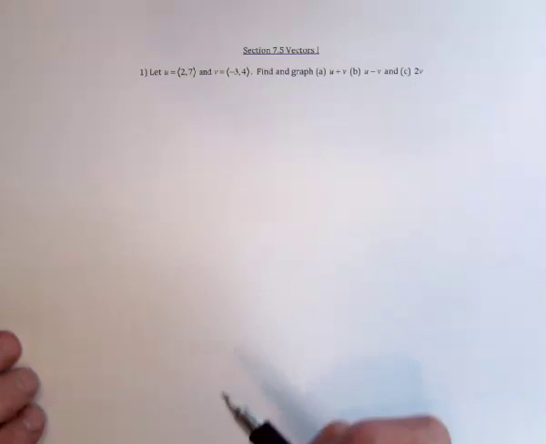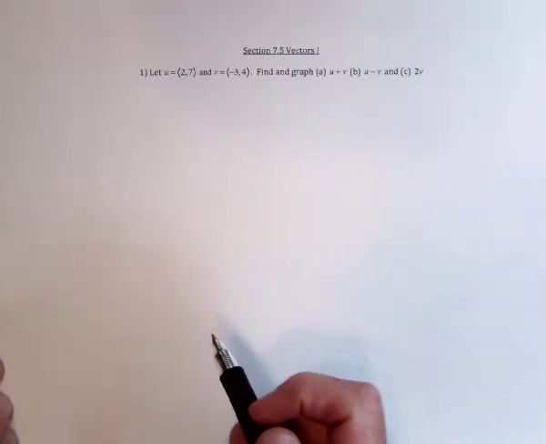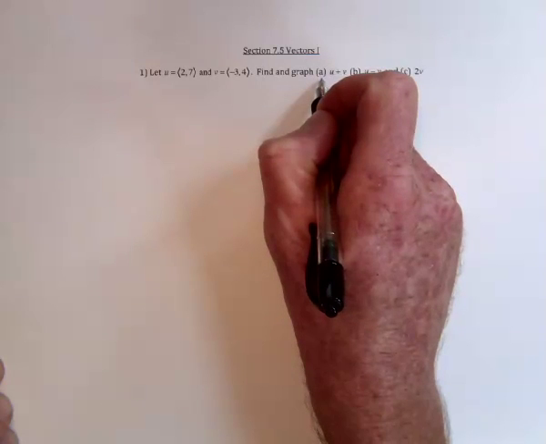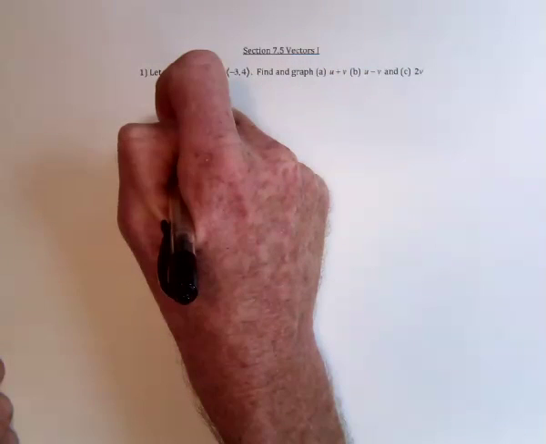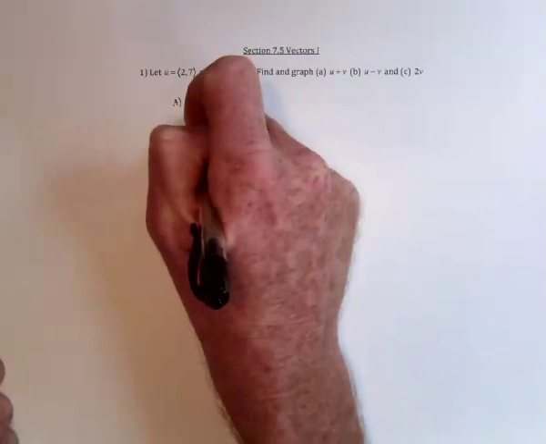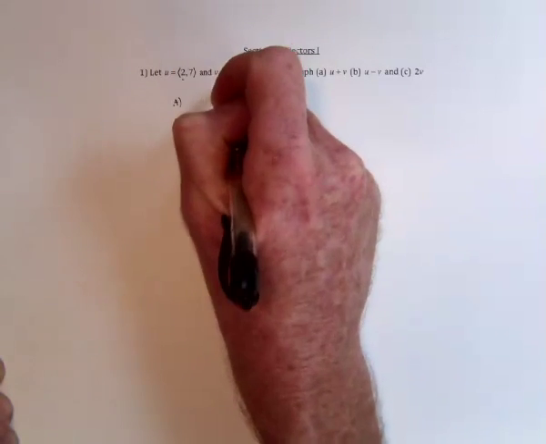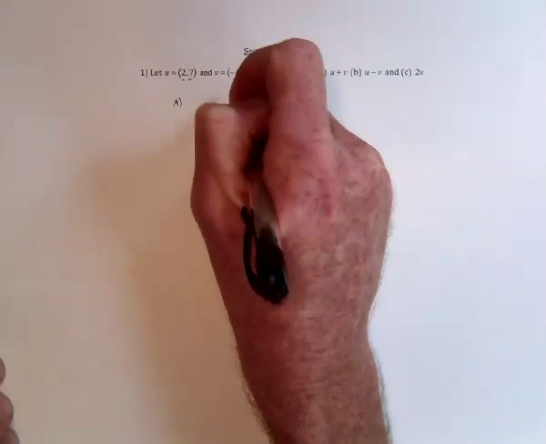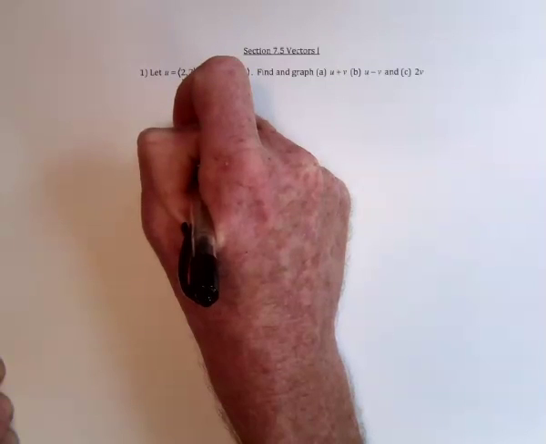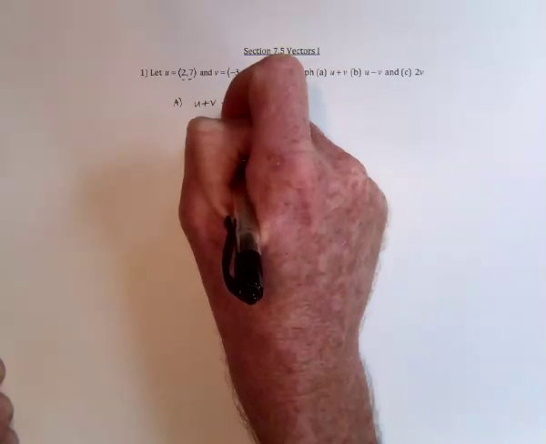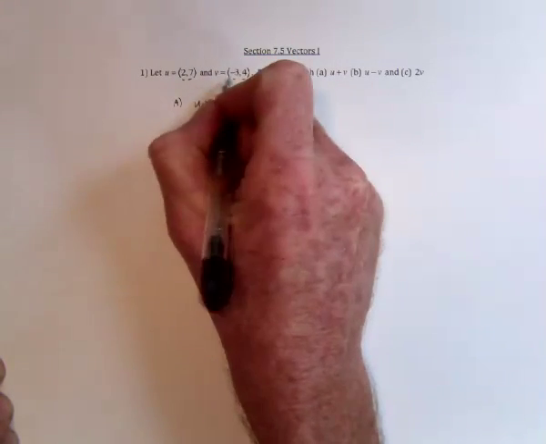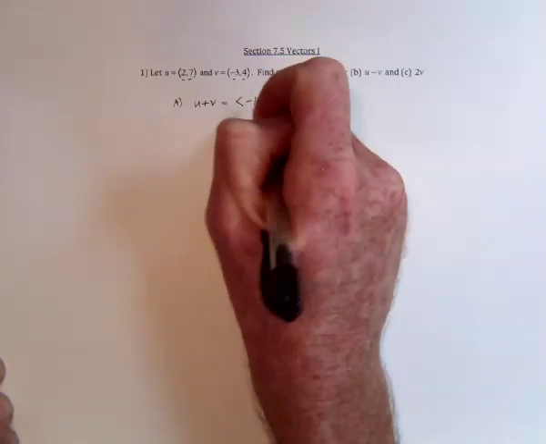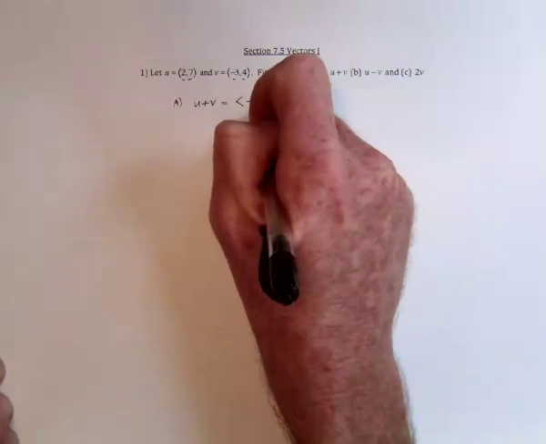So here's a geometrical look at some vectors. First of all, add them together. So to add two vectors, you just add the first component with the first component and the second component with the second component. So u plus v is going to be a 2 combined with a -3 is -1, and then a 7 and 4 is 11.